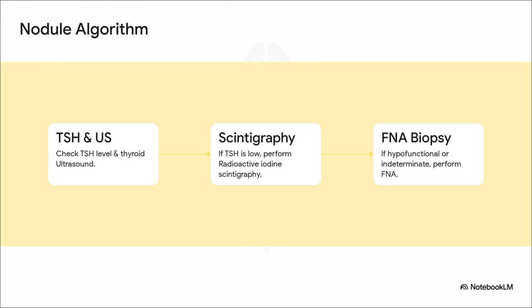And if that FNA reveals cancer, you need to know those subtype clues. Papillary cancer is the most common and spreads via the lymphatics. Follicular cancer spreads hematogenously. Medullary cancer arises from C cells and you use calcitonin for follow-up. And anaplastic, that one is highly aggressive.